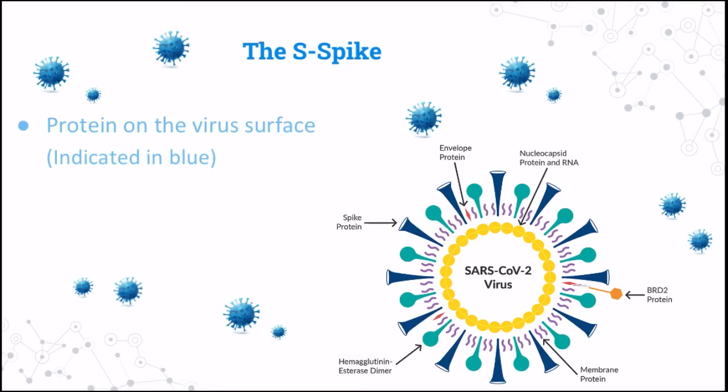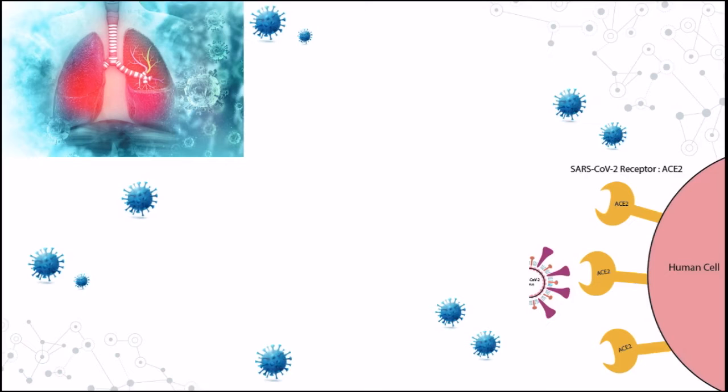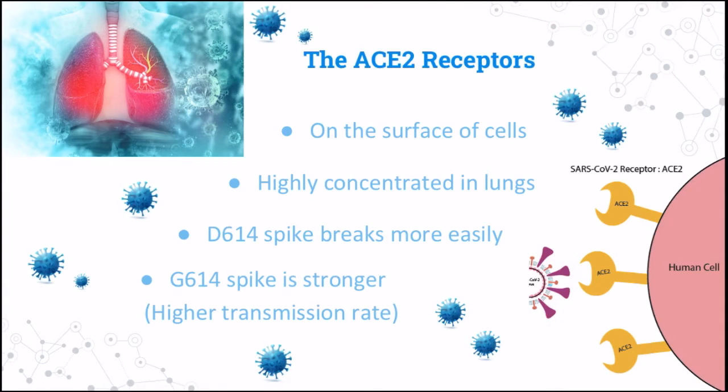The S spike is composed of glycoproteins and can be seen in navy blue on the diagram. The spikes bind to ACE2 receptors on the host human cells and cause infection. ACE2 receptors are what the S spike bonds to. They're located on the surface of cells and can be seen in yellow on the slide's diagram. Specifically, they are highly concentrated in the lungs, which can help explain why COVID is a respiratory disease.